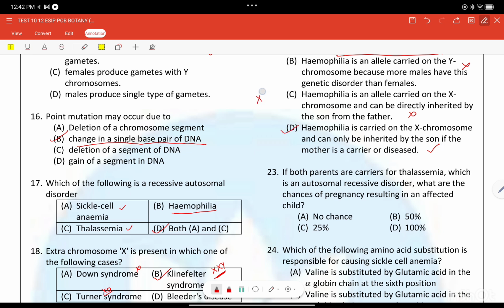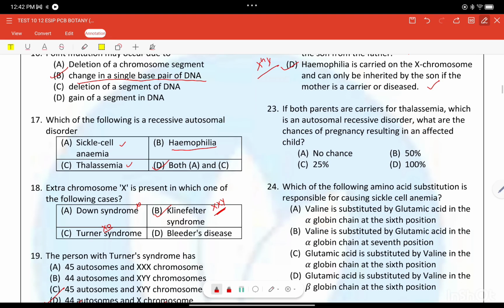Suppose if the mother is carrier for hemophilia, right? So if this is carried by the son, the son is diseased. So it can be carrier or it can be diseased. It can transmit the disease to son.